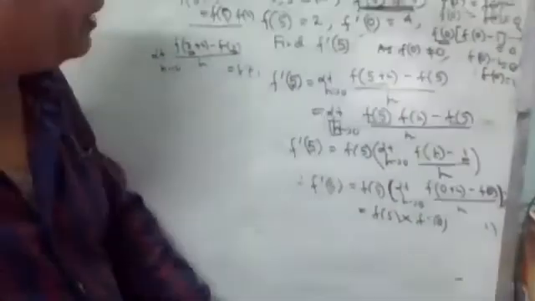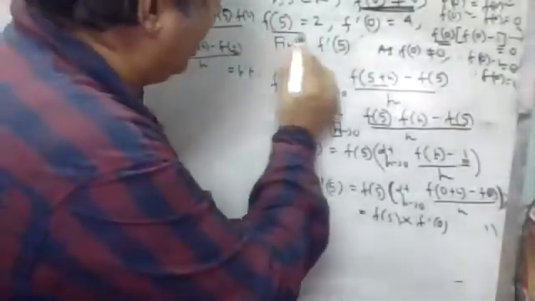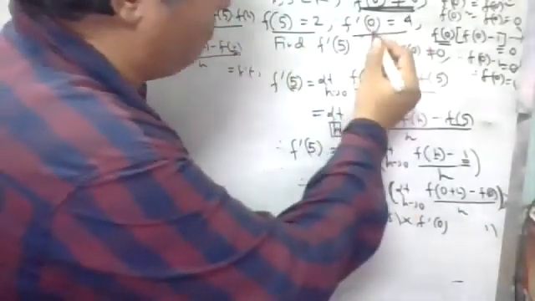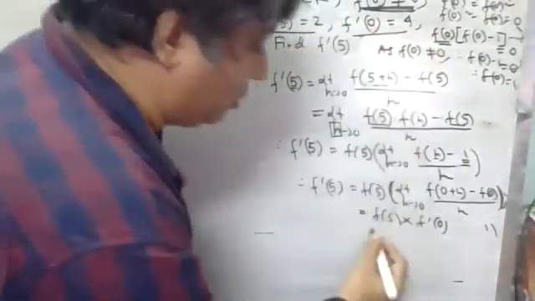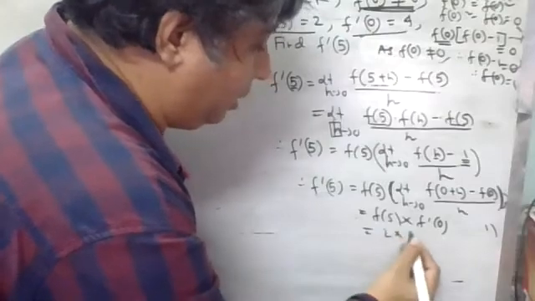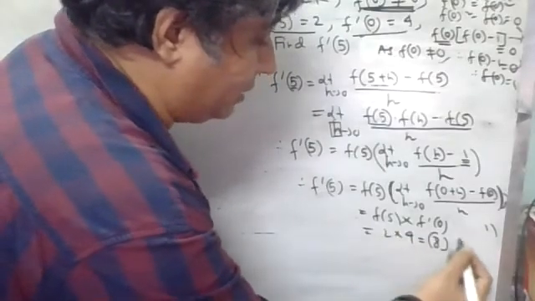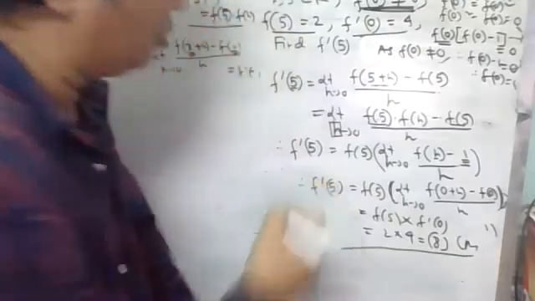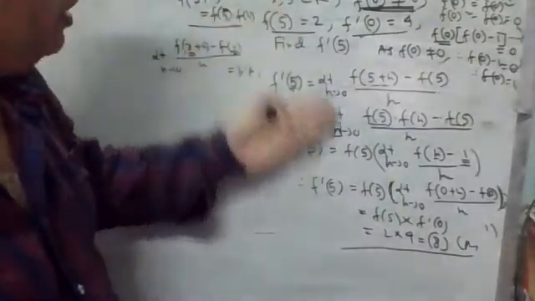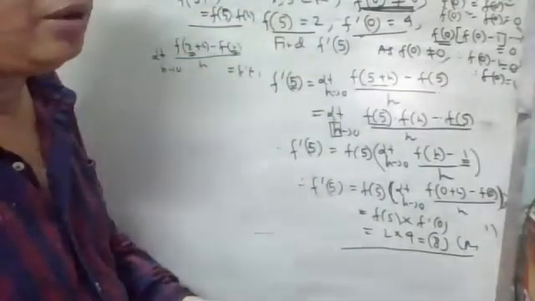What should be the next step? Nothing, because other parts are given here. f dash 0 is also given, f(5) is also given. So f(5) is 2, f dash 0 is 4, answer is 8. So this is a good example, good application of first principle.